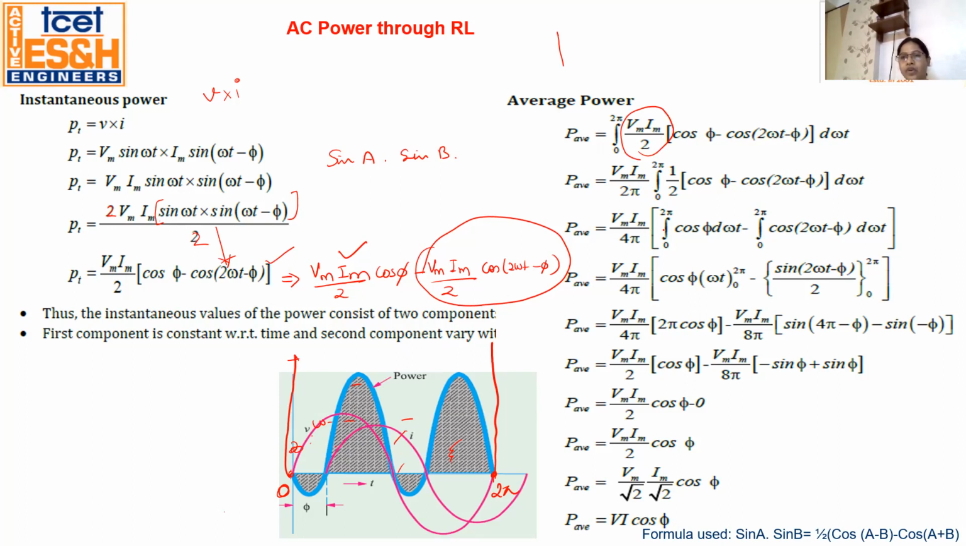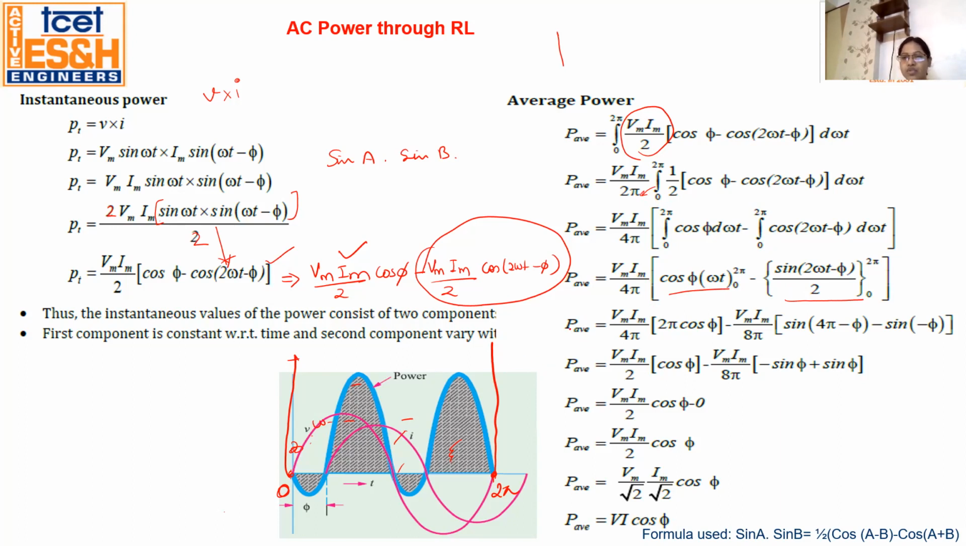Now here, when you solve or open the integration, what will you get? You will get the integration of cos(omega t minus phi) and cos(2 omega t minus phi) from 0 to 2 pi. Here, Vm Im by 4 pi, the integration for it, and this is the integration. Now what will we get?